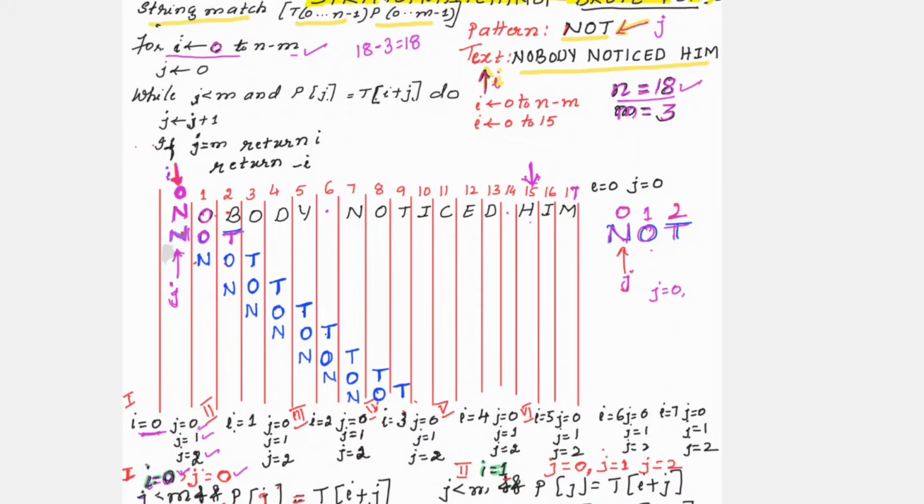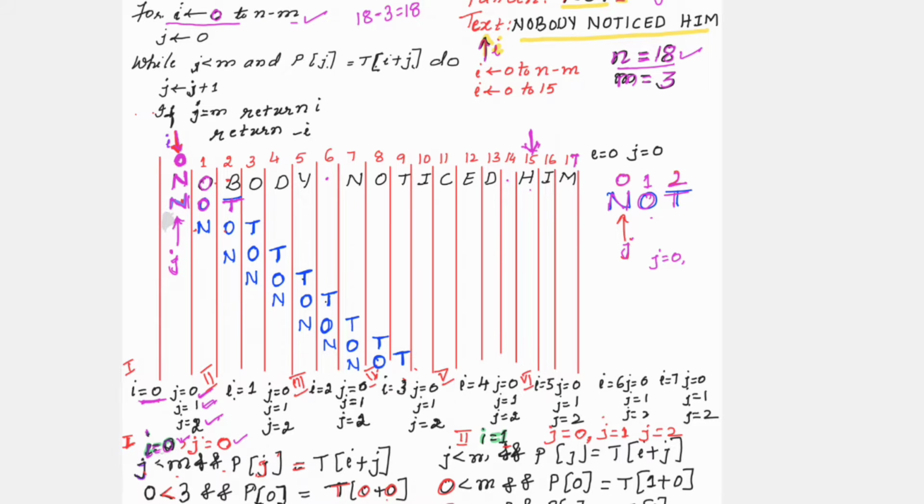Now i equal to 0, you have to check for all the 3 letters, j equal to 0, 1 and 2. So first time i equal to 0, j equal to 0. The while loop will run. The while loop statement I have written here. In this you are checking for j equal to 0. So j is 0. You are checking whether 0 is less than 3, and for j equal to 0, is p of 0 equal to t of i plus j? i is 0, j is 0.